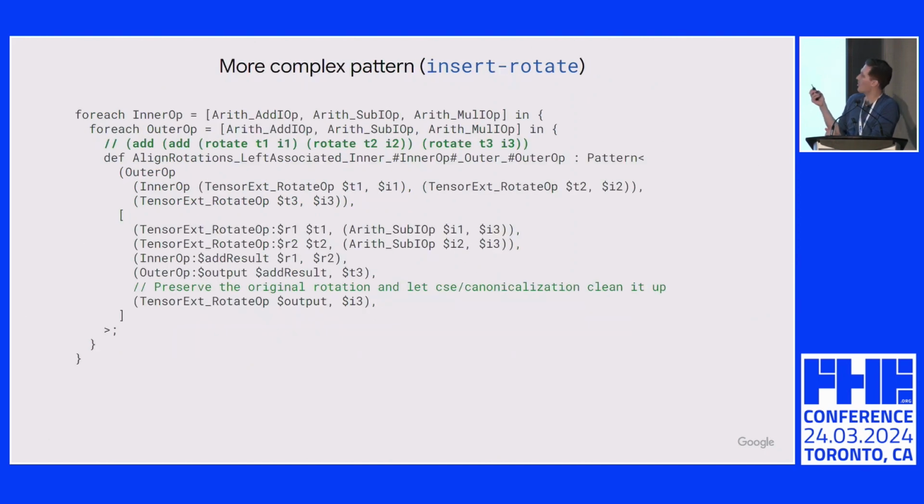Here's a more complex pattern that gets into the heart of what the insert rotate pass is doing. Here you can see there is a tree of binary operations, and there are 3 rotations happening there. Basically, if you have 3 rotations, you can take the first 2 and pre-align them to the third rotation, so that you don't need to do the third rotation at all. This is maybe a bit too much detail, but it is an example of a pattern that we added.